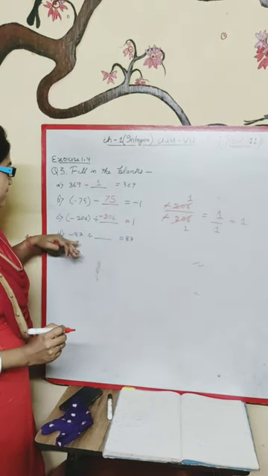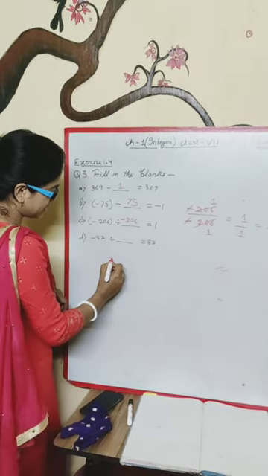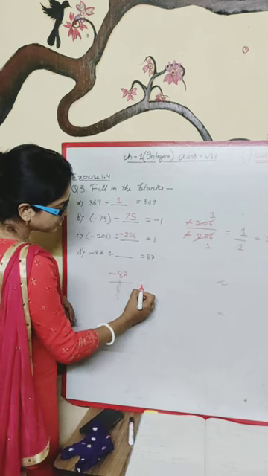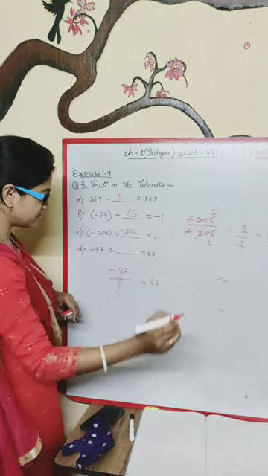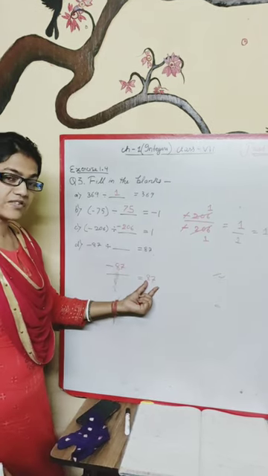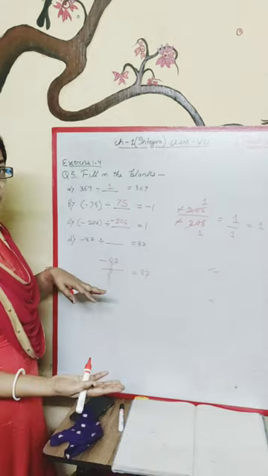So again here, minus 87 divided by which number? You just see, minus 87 divided by which number so that we will get 87? You just see here, 87 is already there. So we have to convert it into a positive number.